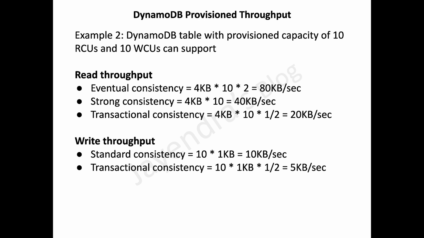For write capacity, with standard consistency, we can write 10 KB of data per second. And with transactional consistency, we can write 5 KB of data per second, which is the half of the standard.